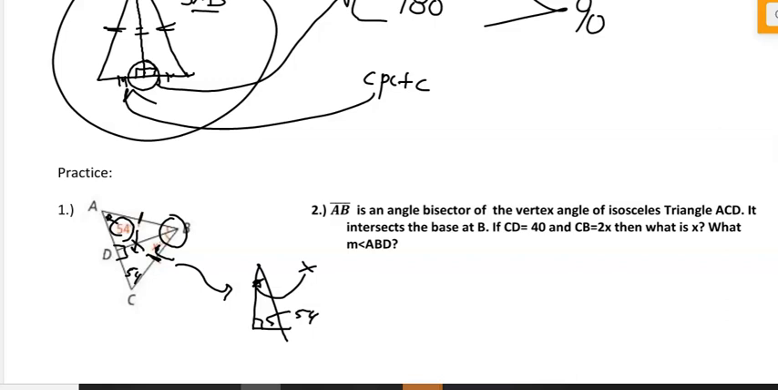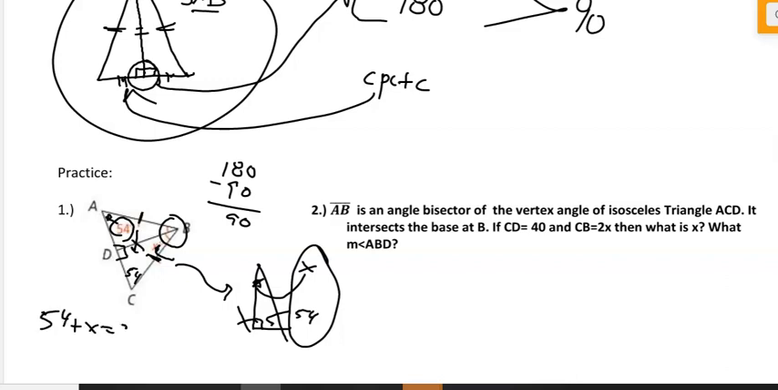Well, we could use the triangle angle sum theorem. 180 minus the 90 degrees leaves us with 90 left over. So those two angles come together to be 90. 54 plus x equals 90. So x equals 36.